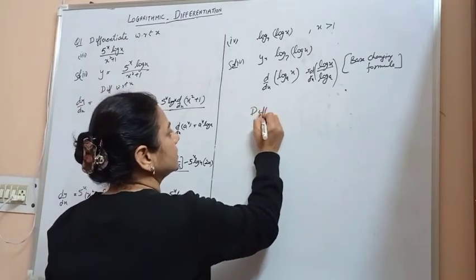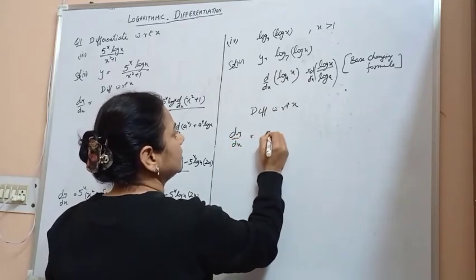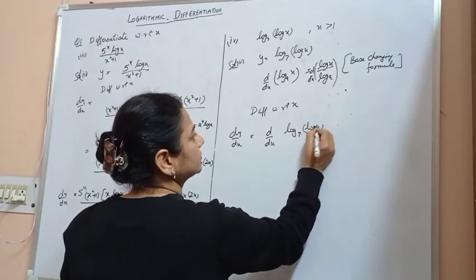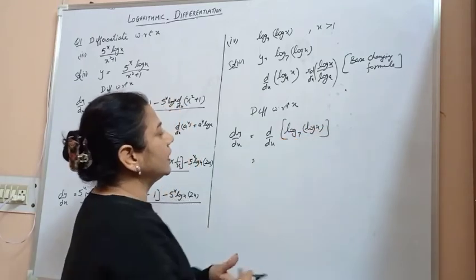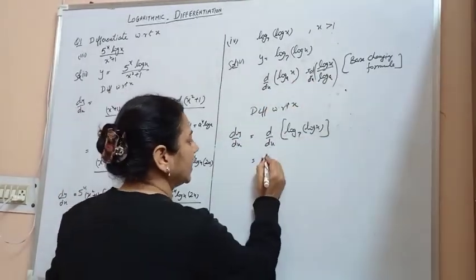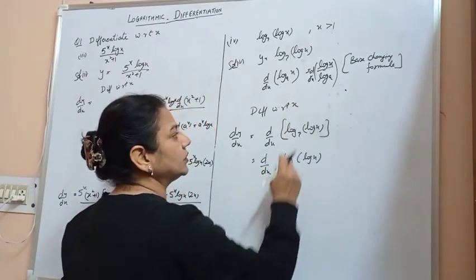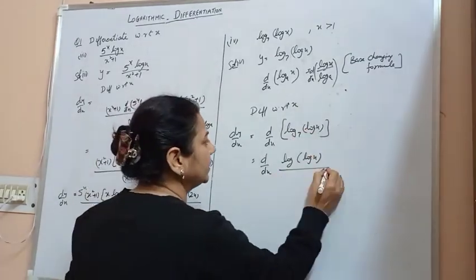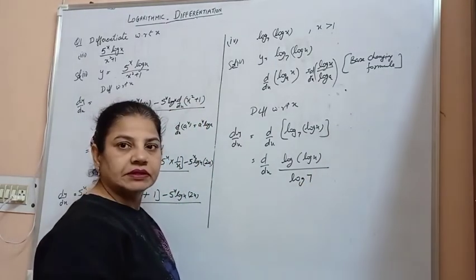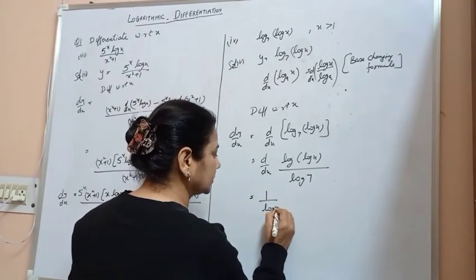Differentiating with respect to x, I get dy by dx into d by dx of log_7 x. In this case, again, I will change this using the base changing formula. I will take the derivative of log x divided by log 7. Log 7 being a constant, it doesn't make any difference, I keep it as it is. So 1 upon log 7 I take outside.